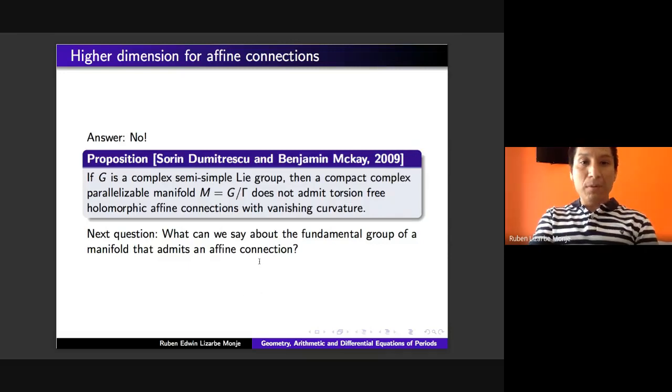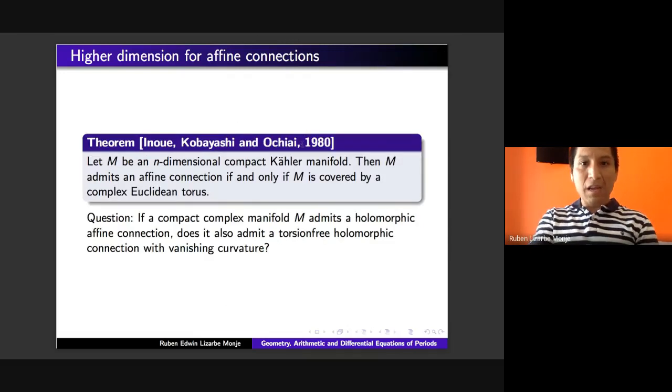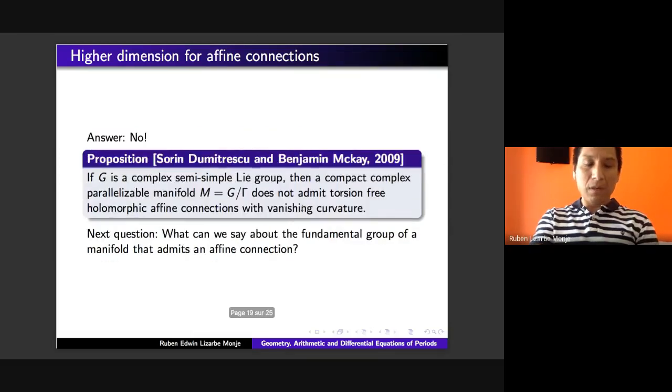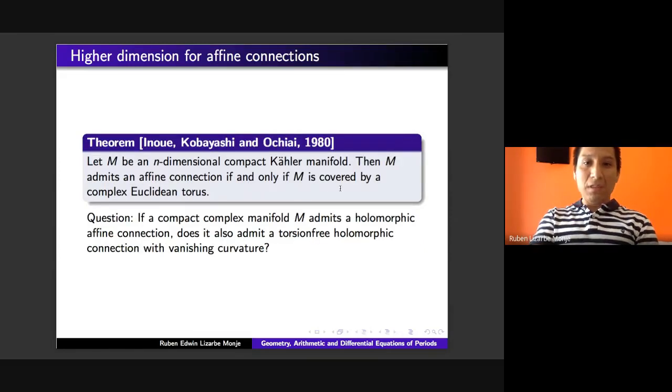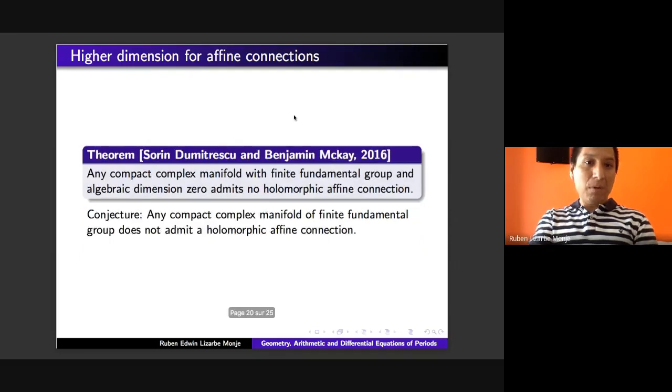Another question is about topology. In dimension 1 it is a complex torus. For example, in the Kähler case, admitting an affine connection means being covered by a complex torus. So the question is, what can we say about the fundamental group of a manifold that admits an affine connection? For example, in dimension 1 and dimension 2, the fundamental group is infinite.